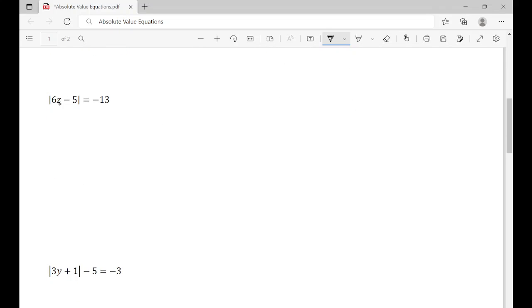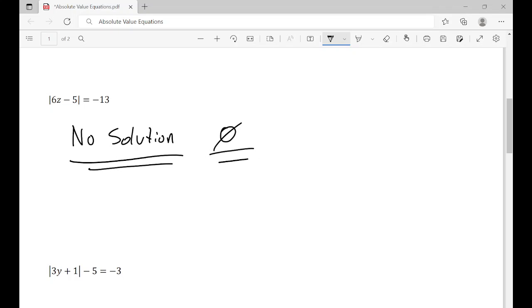Next, I have the absolute value of 6z minus 5, and it's equal to negative 13. The absolute value is by itself, but it's equal to a negative number. That is not possible to answer. So we can say that this has no solution. And if you want to, you could even say the empty set, which you can represent like so. So either one will work.